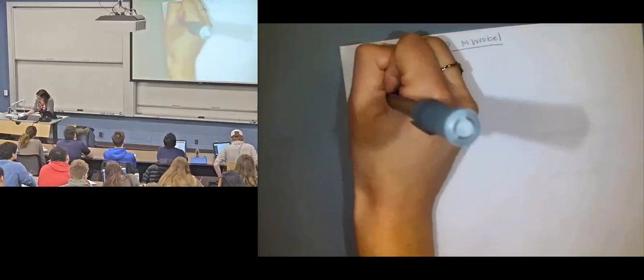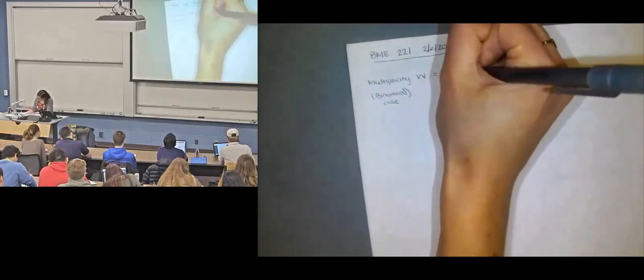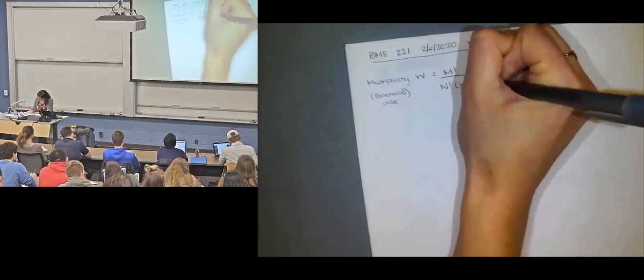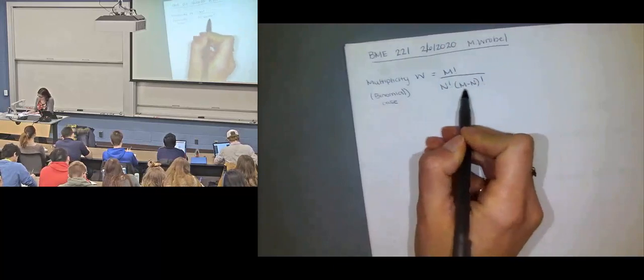So we have two different situations that we talked about for multiplicity. The binomial case was the first one. Here we have m factorial divided by n factorial times (m minus n) factorial, because if something isn't an n-type outcome, then it's obviously whatever the other outcome is out of the two.